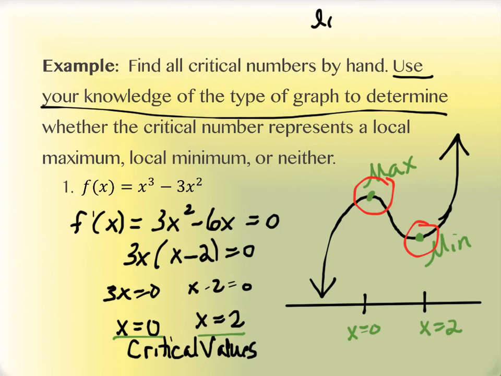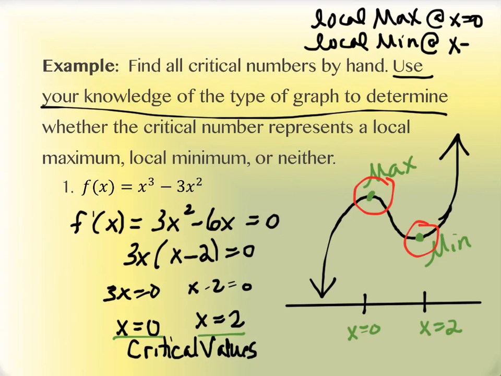So we have a local max at x equals 0. And we have a local min at x equals 2. Sorry, that's on the top instead of the bottom, but that's where I've got space still. So this is my actual solution up here in this box.